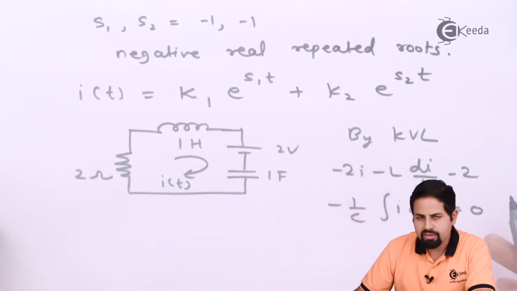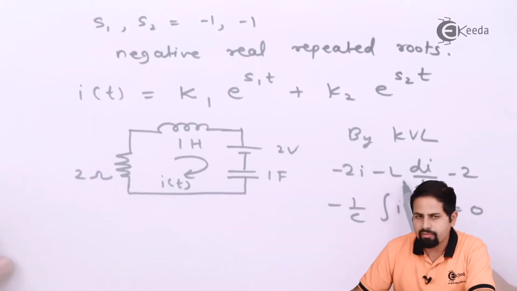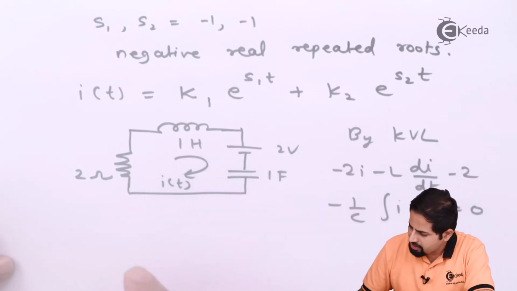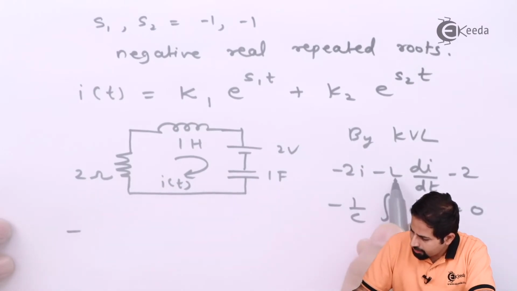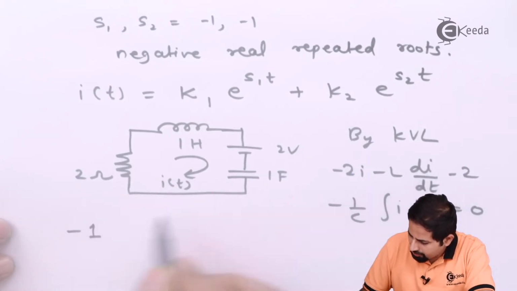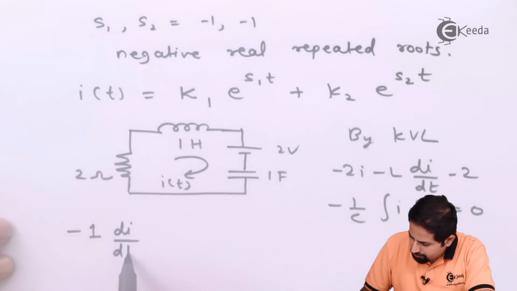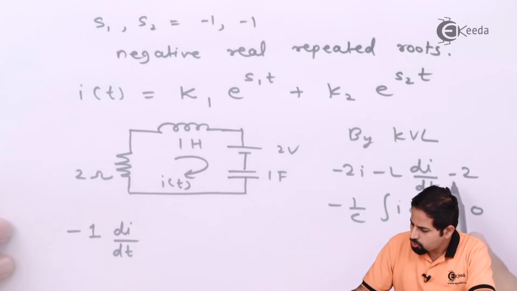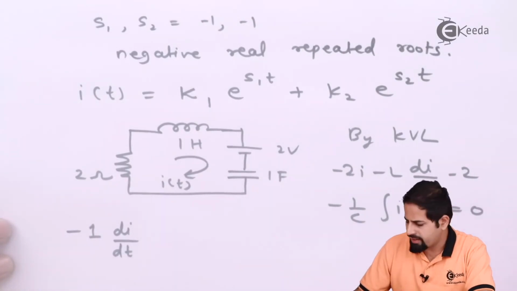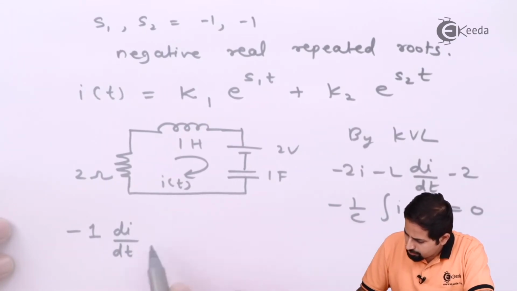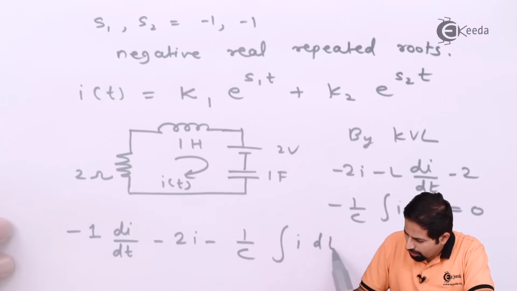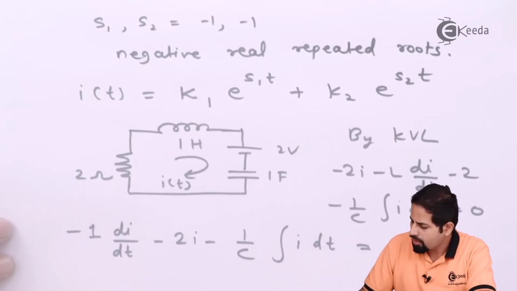So this is the same equation, but now the only thing is the value of L will change, and this L value is 1 Henry. So we will write this as it is: minus, instead of L I am writing 1, then di by dt, then minus 2. This minus 2 will go to the right hand side and become plus 2, and then minus 2i, then minus 1 by C integration of i dt equal to plus 2.